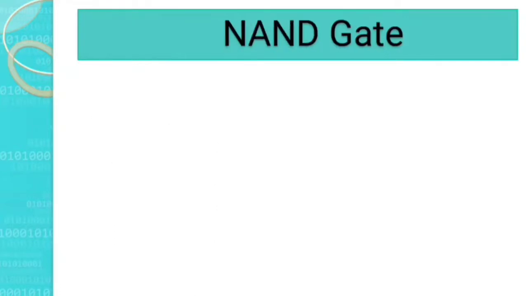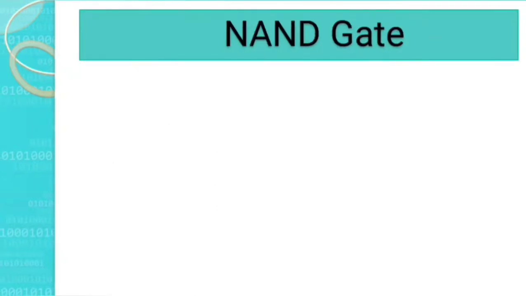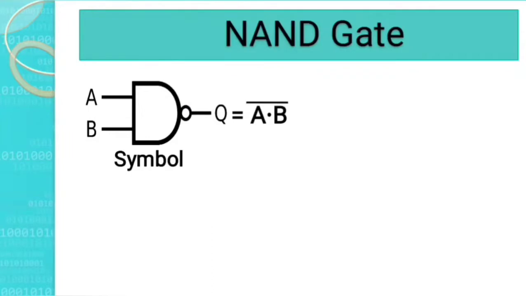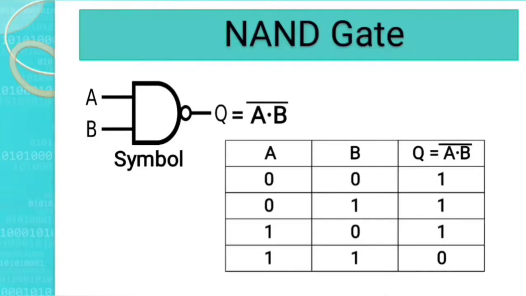The next gate is NAND gate. NAND gate is combination of AND gate with NOT gate connected together in series. Here A and B are input and Q equals (A dot B) complement is output. This is symbol of NAND gate. NAND gate is reverse or complementary form of AND gate. The output of NAND gate is low when all inputs are high. If any input is low, output is high.